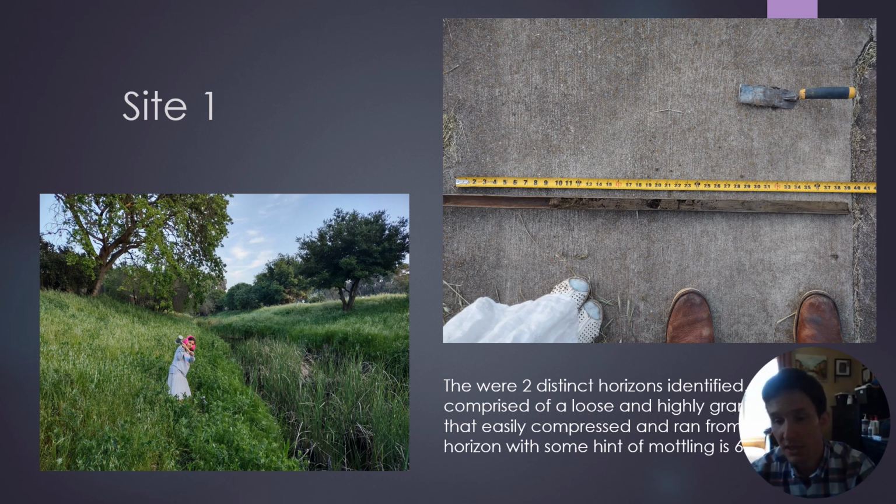However, we see that about 67 centimeters deep, the granular structure of soil changes, and you can also see a very perceptible change of grayish and brownish soil, which is assumed to be some evidence of mottling.